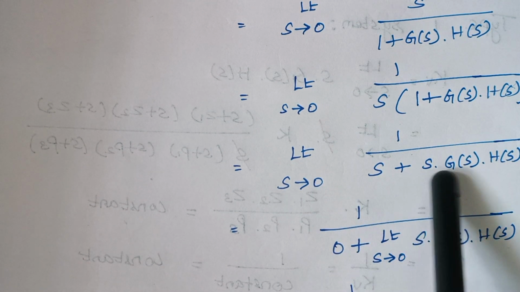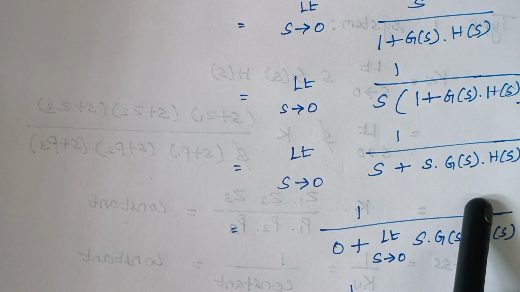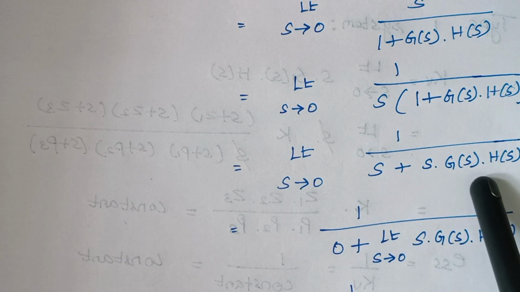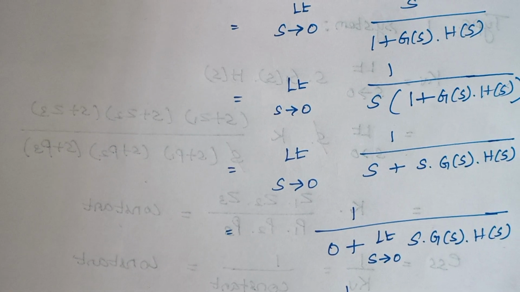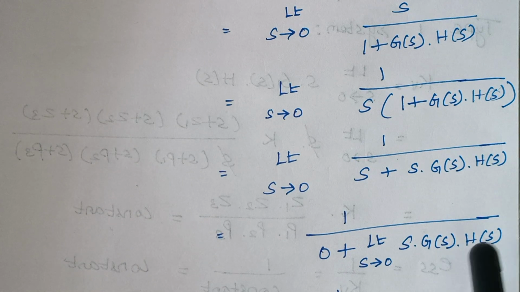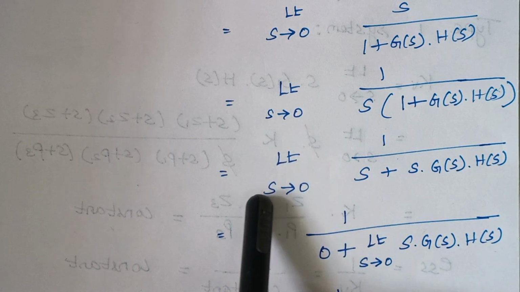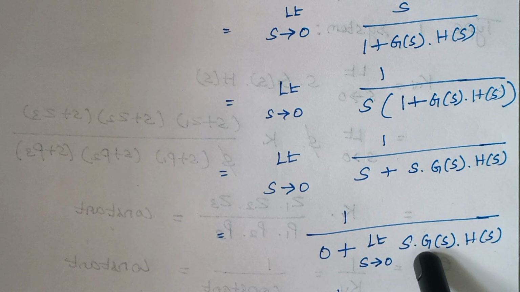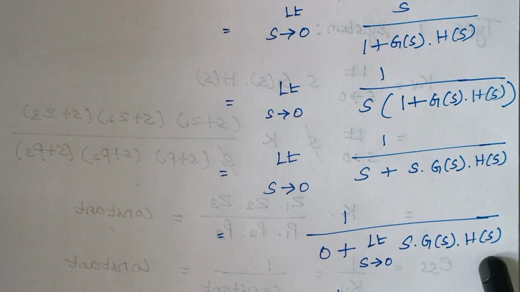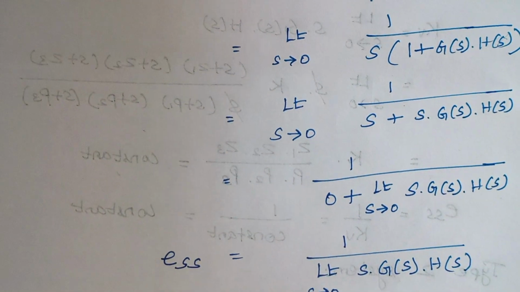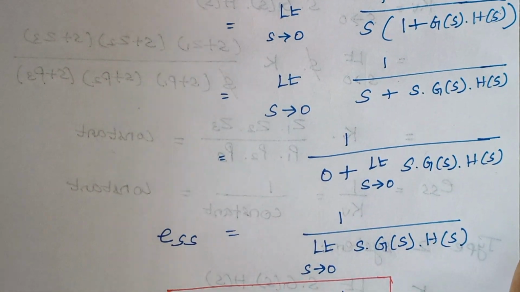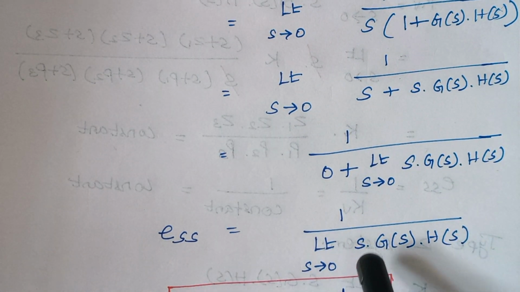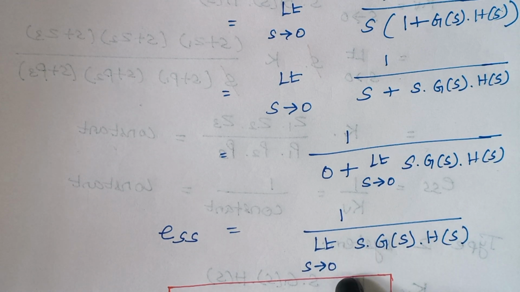Why I am not making this term again 0? Because I don't know what is the value of G of s and H of s. It depends upon the problem given, right? So here I am just moving this limit s tends to 0 inside. So limit s tends to 0, s into G of s into H of s. So finally, this expression can be written as ESS is equal to 1 by limit s tends to 0, s into G of s and H of s.